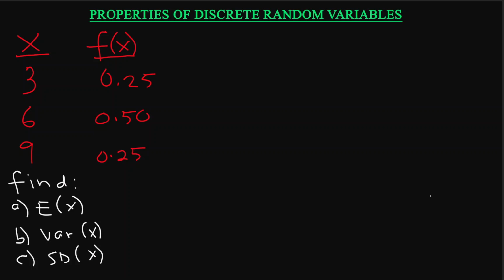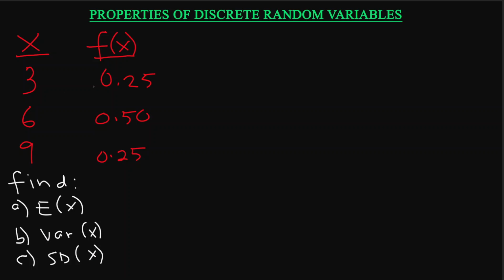In this video, we are going to talk about properties of discrete random variables. We have an example here. Let's say you have a random variable x that takes on three values: 3, 6, and 9.